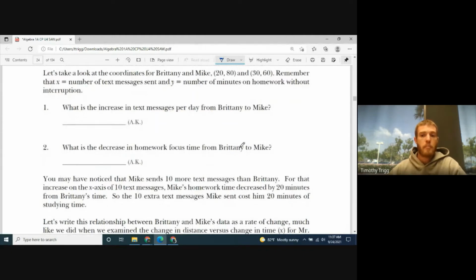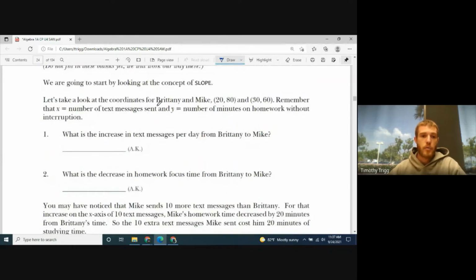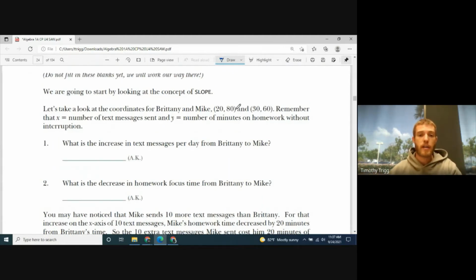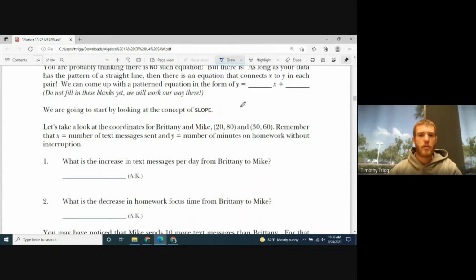So here they're going from Brittany to Mike. So if we look at Brittany's point, that's 20 comma 80, and Mike's is 30 comma 60, we can find something called the slope. Now you don't have to use these 2 points. You could have used any 2 points on the line. But basically the way you find slope, and usually we denote it with an M. So right here, we're going to put M. And then M times X plus, and then B is what we call the Y-intercept.